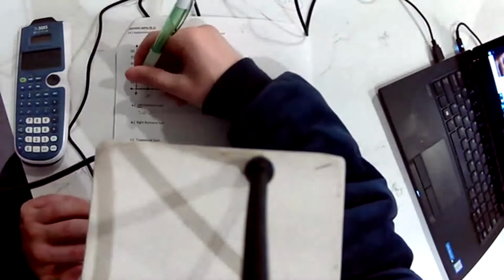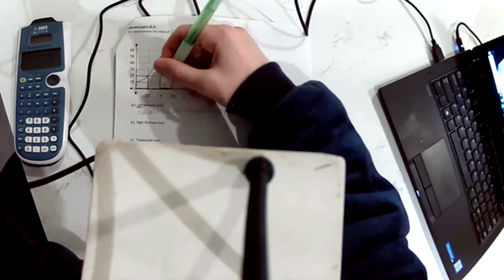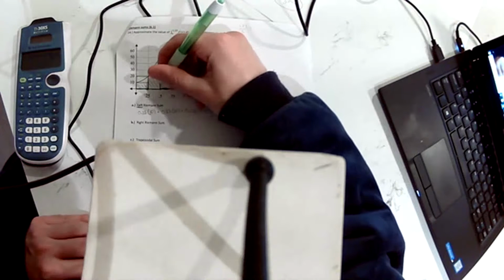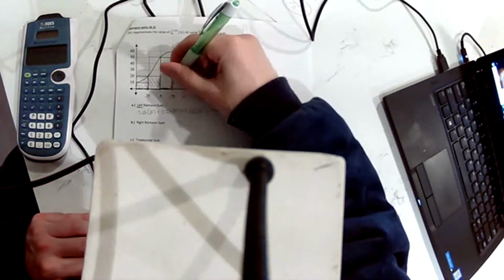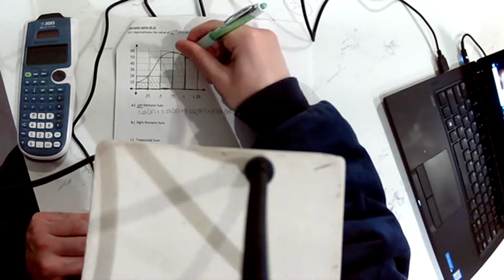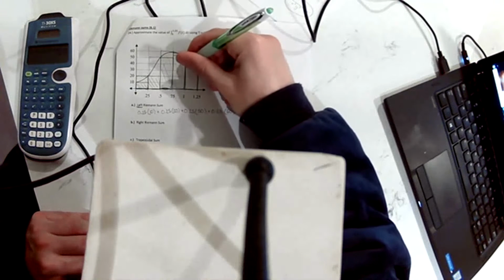All right, we'll do this one in green. Okay, for the right Riemann sum, this first rectangle has a right endpoint of 0.25. So from there, I go up to my function, and that's my first rectangle. Then my next right endpoint would be at 0.5. That's my next rectangle. Then 0.75, that's my next rectangle. 1, that's my next rectangle. 1.25, that's my next rectangle.